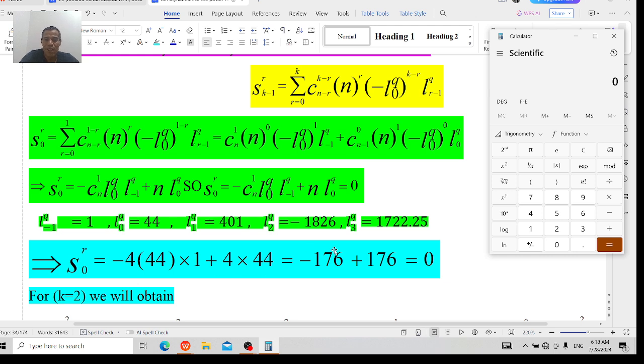But I'm going to call that negative 4, Mr. Mourad, times what? Times 44 times 1. Okay, plus what? Plus 4 times itself. Plus 4 times 44. Okay, this one learners is equal to 0. So the value of S0 for the R is always 0 for any polynomial to the power n, because the sum of the roots of this new polynomial that we get is 0, meaning that x1 plus x2 plus x3 plus x4 is equal to 0. That's why S0 for the R is 0.